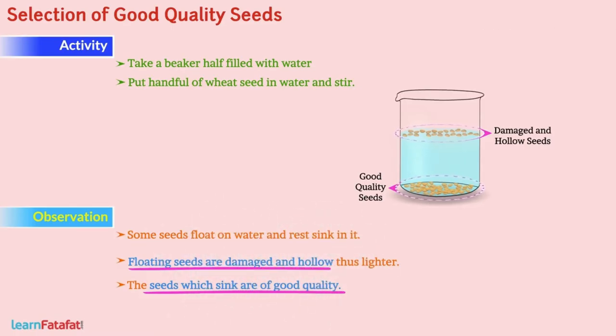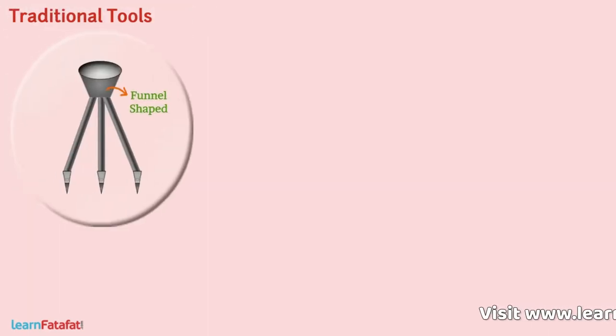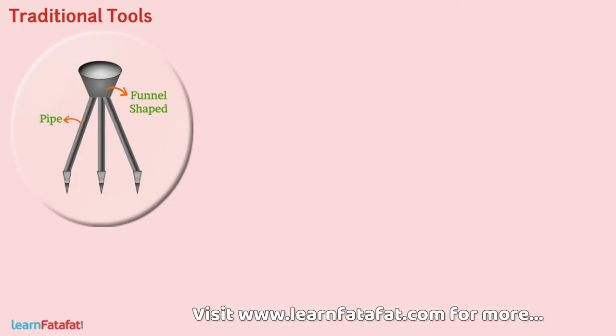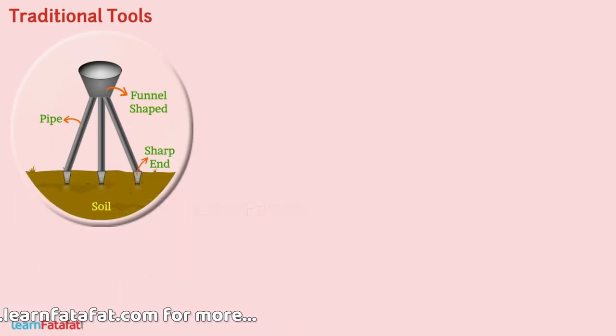Now, let me introduce some tools which are used for sowing. Traditional tools. It is a funnel-shaped tool provided with two or three pipes. The pipes have sharp ends. These ends go into the soil. Seeds fill into the funnel, pass through the pipes and go deep into the soil.